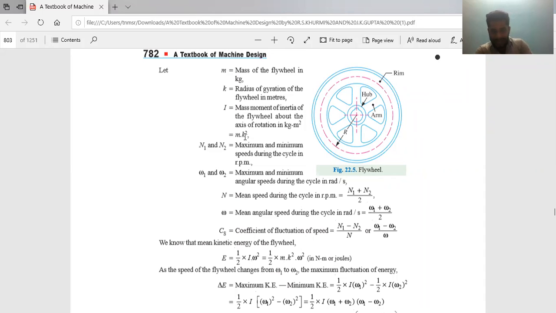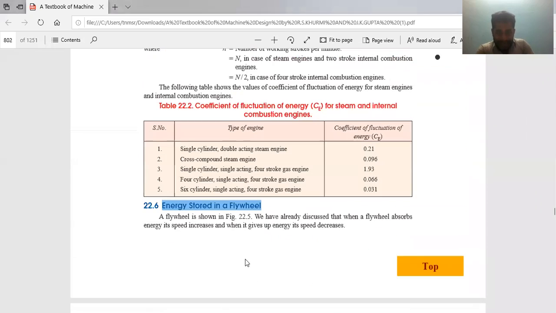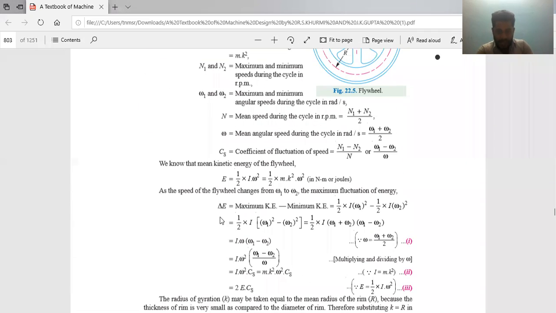We already know I is m k square. Substitute: half into m into k square into omega square. Fine. Now, I need the maximum fluctuation of energy, that is delta E. Maximum fluctuation of energy is maximum kinetic energy minus minimum kinetic energy. So maximum kinetic energy will be half into I into omega 1 square. Why omega 1? Because omega 1 is the maximum speed. Minus half I into omega 2 square. Why omega 2? Because omega 2 is the minimum speed. So half I omega 1 square minus half I omega 2 square.